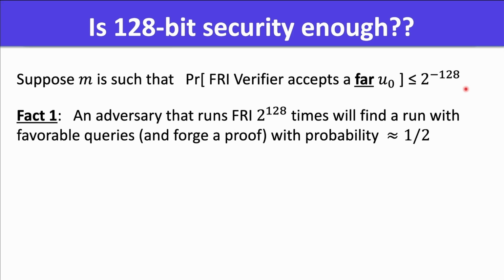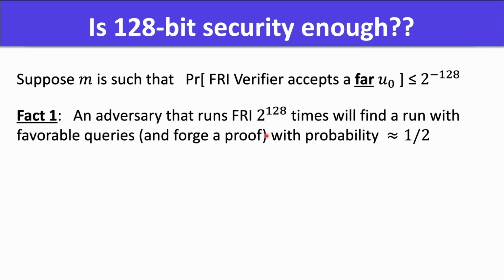Now, what does that mean? That means that if the adversary runs FRI over and over and over again, 2 to the 128 times, every time it will choose, let's say, a different U1 and a different U2, so it's a different instantiation of the protocol every time. The prover will just try this over and over again until eventually it will get favorable queries. And we know that because the probability of rejection is 2 to the minus 128, if the adversary runs FRI in its head 2 to the 128 times, it will find some run of the protocol where it gets favorable queries despite U0 being invalid, with probability of about 1/2.